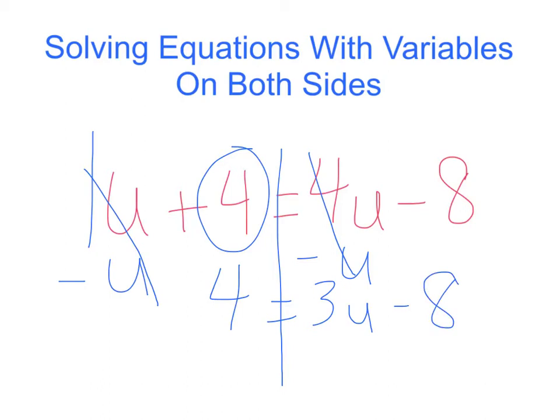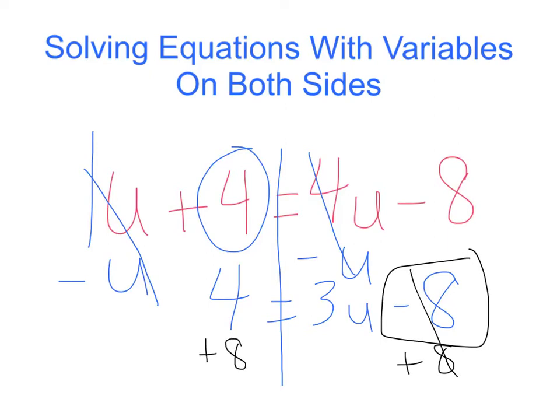That's cleaned up now. Now I still need to get u all by itself, so in order to do that, I need to move this 8 over to the left side. Now it says minus 8 or subtract 8, so in order to get rid of that, I need to do the opposite, which is what? Add 8. So if you owed me 8 and now you paid me 8, we're good. So over here I need to do the same thing to both sides. That will leave me, and I'm going to move up here, that will leave me with 4 plus 8 is 12 equals 3 u's. Okay, that's still not solved though.